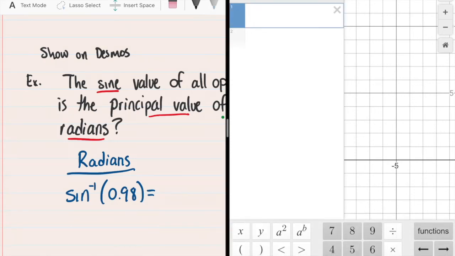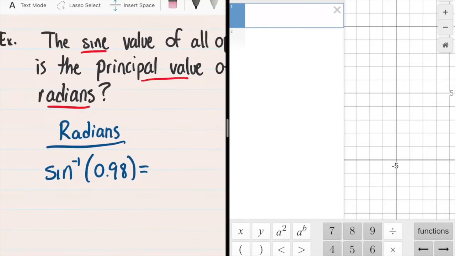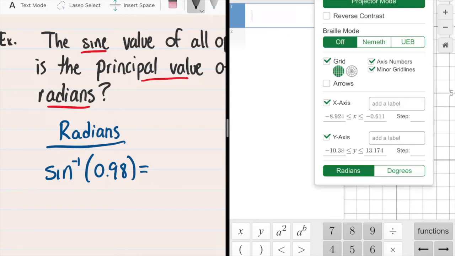Well, let's do this one, guys. First, if you want to know on Desmos, you have to make sure you are in radians mode. How do you check that? Simple. You go to the little toolbox right there, and you see it right there. The one in green says you're in radians mode right now.